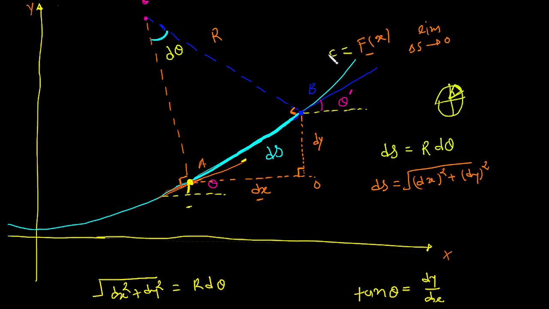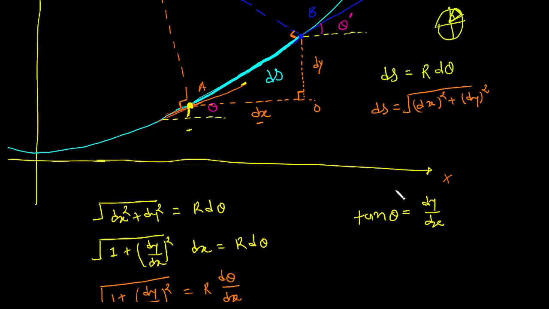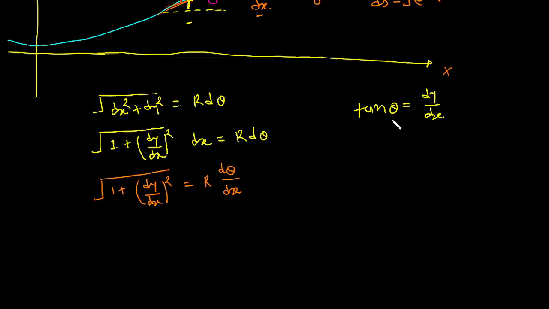We have a function, and we equate it to y. So we can say y is equal to f of x. From there we can find the value of this theta simply. Let's apply tan inverse on both sides of this equation. So we get the value of theta equal to tan inverse of dy by dx.